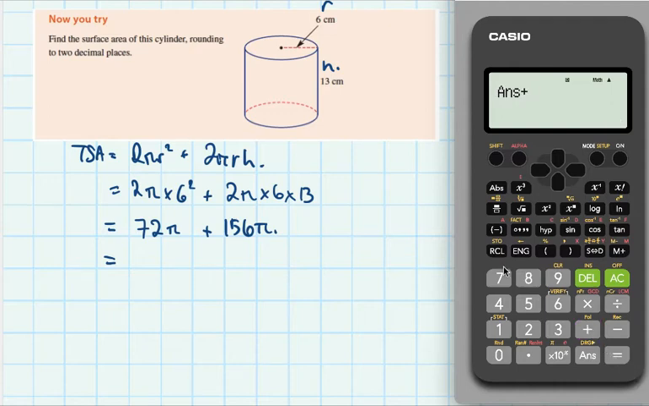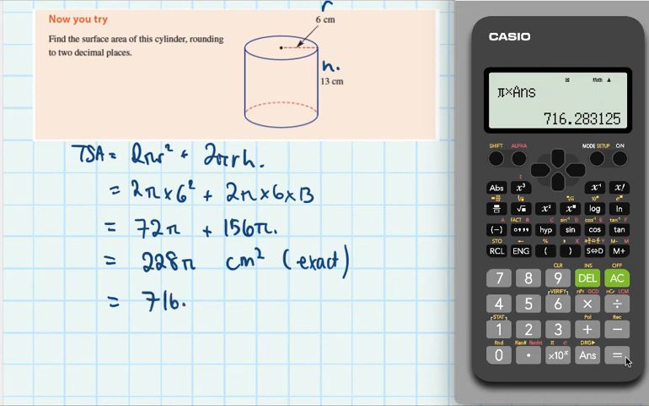So let's go plus 72, and out pops 228 pi. And then we add our units, centimeters squared, and in brackets, I'm going to say that is my exact answer. Next, let's find our answer to 2 decimal places, as the question asked for that as well. Times by the answer, and we get 716.28 centimeters squared. Okay, this is how we do it.